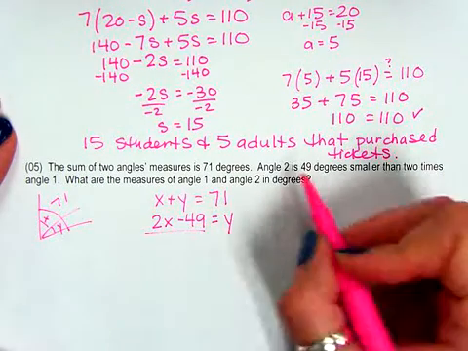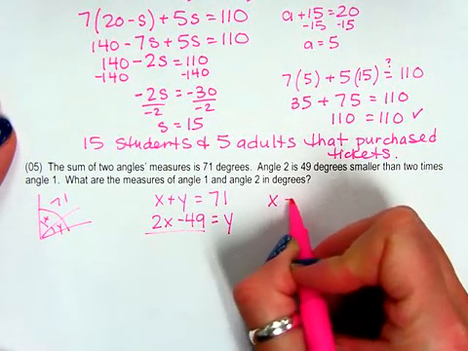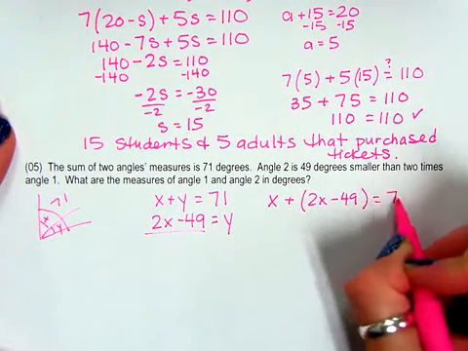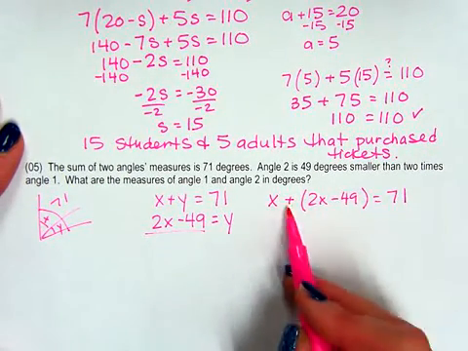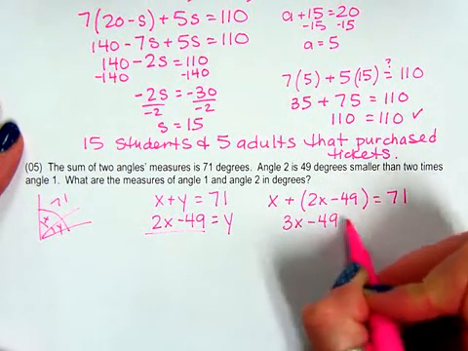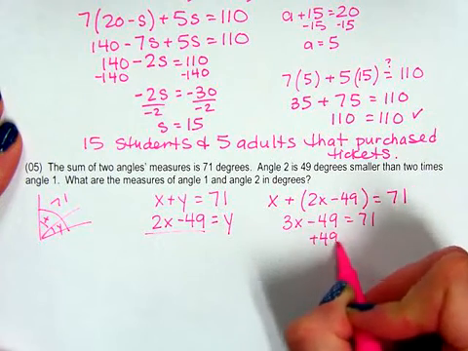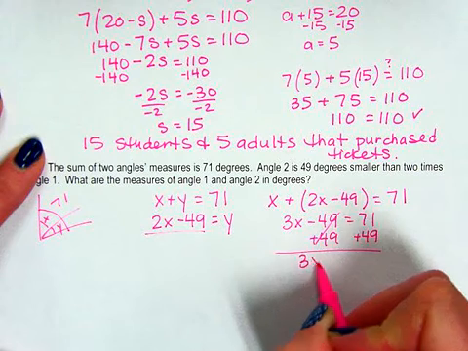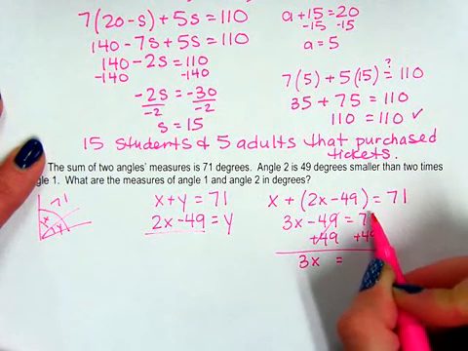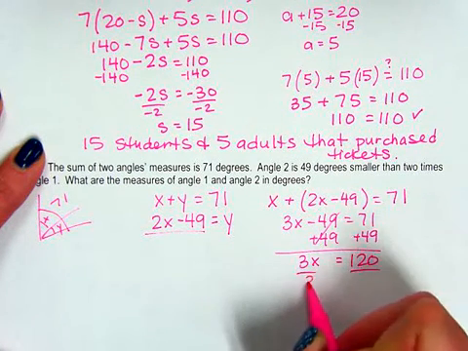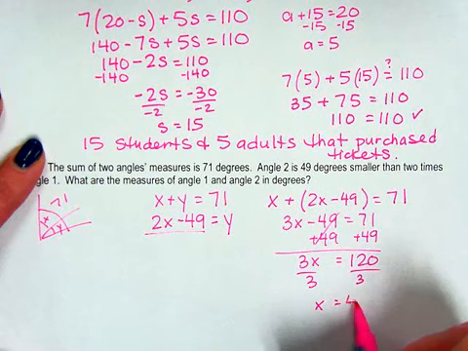I'm going to plug this in for Y. So X plus 2X minus 49. There's my substitution step, equals 71. Parentheses aren't a big deal here because I have a plus sign out front, but I do need to combine like terms. So 3X minus 49. And I'm going to add 49 to both sides, which gives me 3X equals, let's see, 120. Is that right? I don't trust my brain today. Yes, okay. And then divide both sides by 3, and that gives me 40.